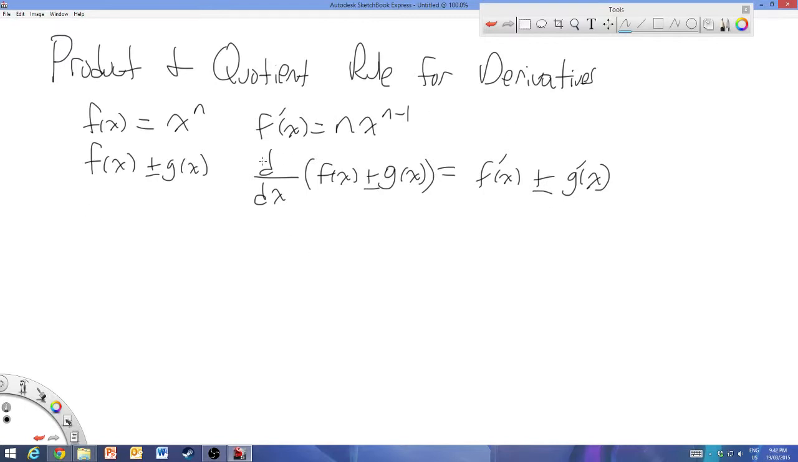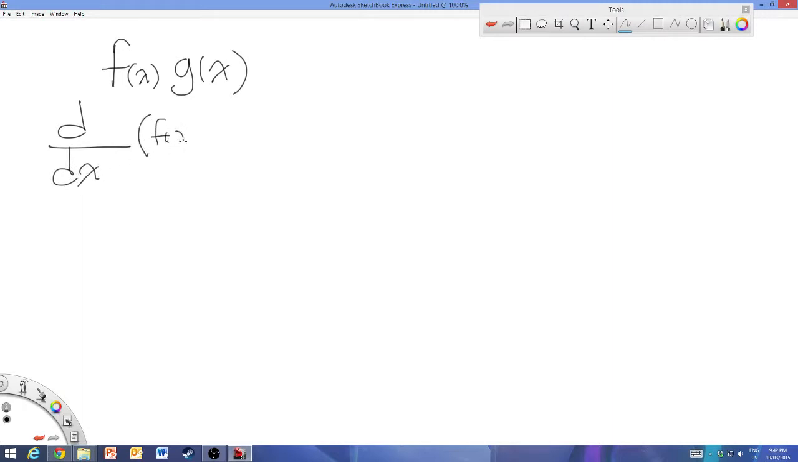Now today we're going to talk about what we do if we have the following. Suppose I have two functions, f of x, and we're multiplying it by the second function, g of x. What is their derivative? What is d dx of f of x times g of x?